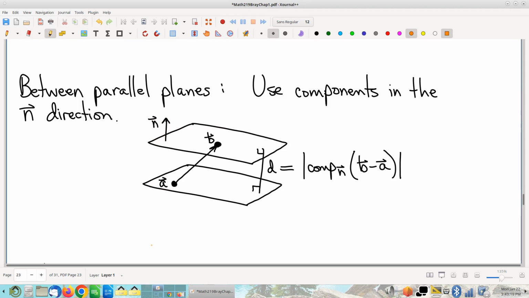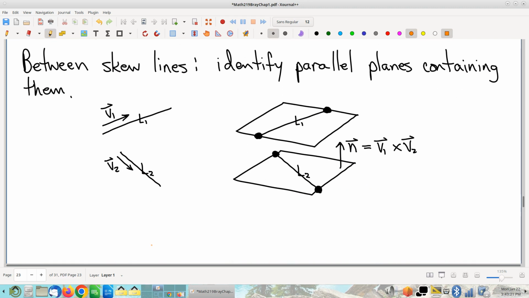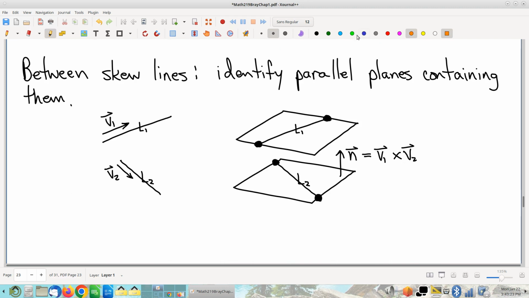Last one. How do you find the distance between two skew lines? So like so. And make sure to be clear on what skew means. Skew means that they're not parallel and they don't intersect. So skew means that these lines have nothing in common. They don't share a point. They don't share a direction. They're just unrelated lines. Okay.